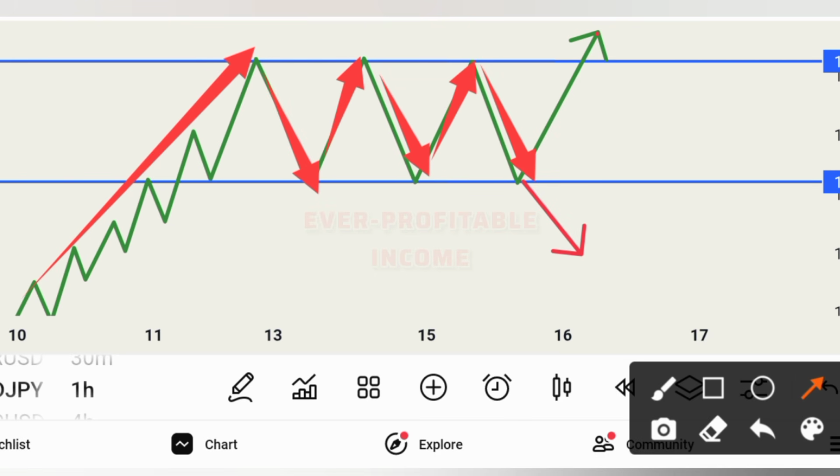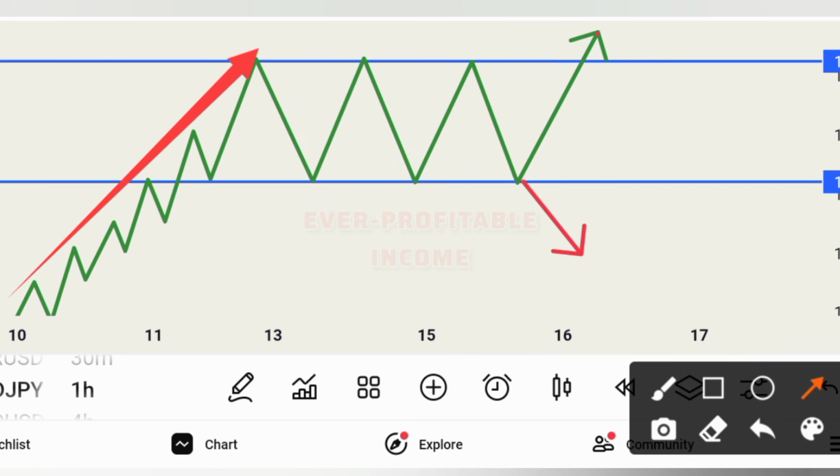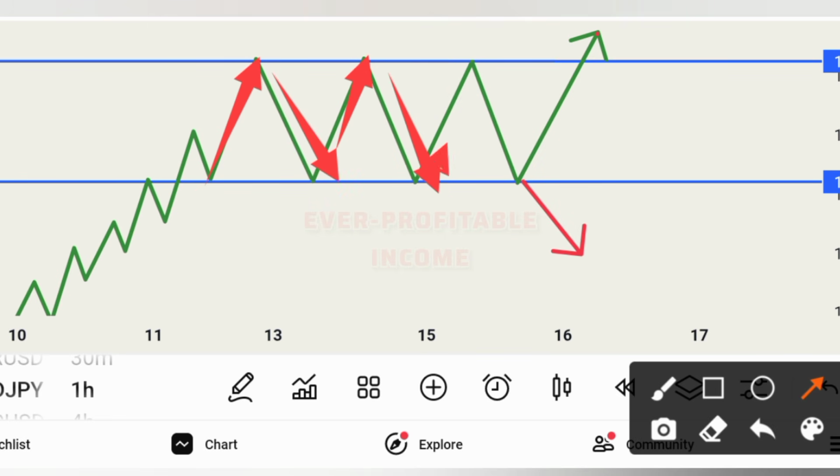So when price moves in this manner, moving in a sideways form instead of either trending up or trending down, we say price is what? Consolidating. So that is what we call a period of consolidation. And price can consolidate in different forms. It can form different shapes. It can be in a box-like form, like the one we have here.